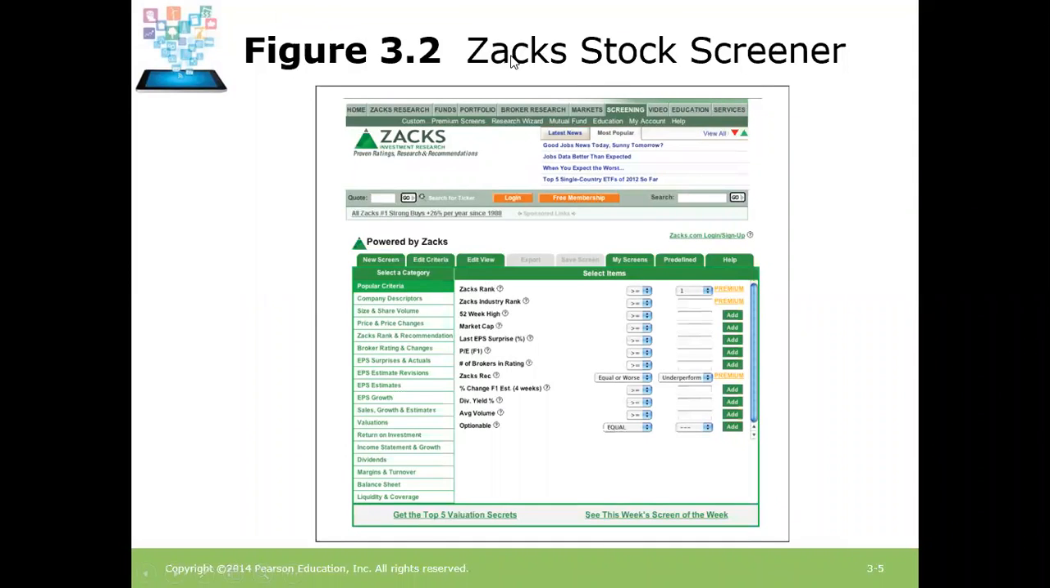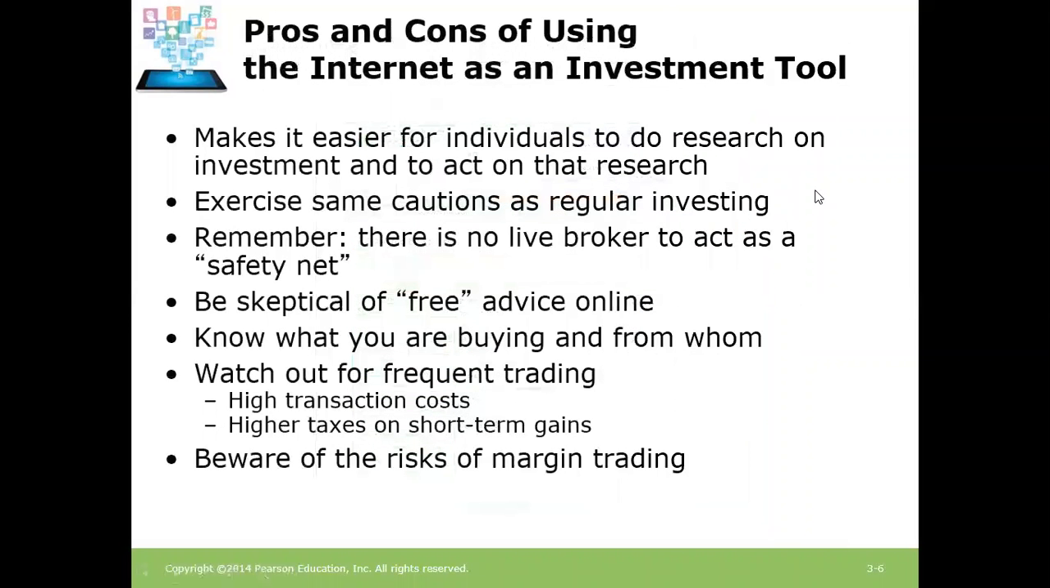Zacks is a significant analysis company where you can do different screens. You can screen all these different categories for a particular stock. So if you wanted a certain ranking through Zacks, if you wanted a certain PE, which is the price over earnings, if you wanted a certain dividend yield percentage, there's all kinds of ways to screen for different stocks and then find the stocks that you're interested in.